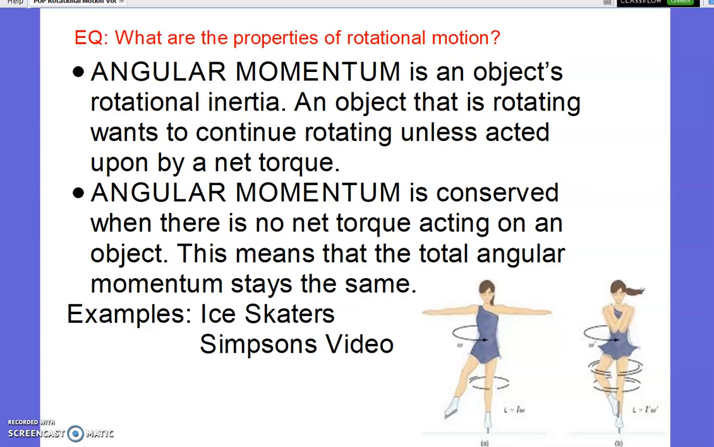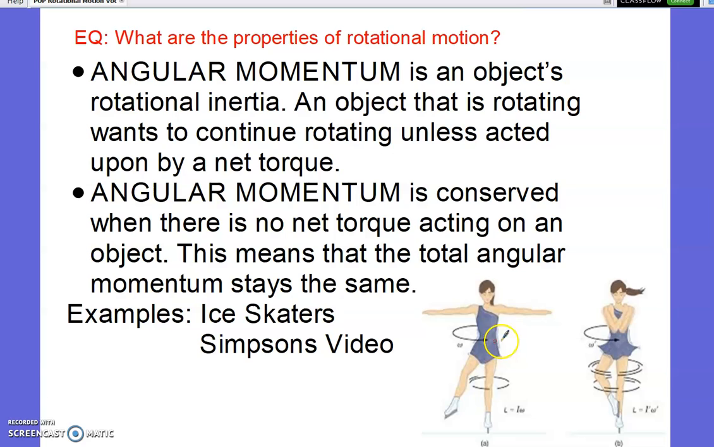The last thing we want to talk about is angular momentum. And we've talked about momentum before. Momentum is inertia in motion. So angular momentum is an object's rotational inertia. An object that is rotating wants to continue rotating unless acted upon by a net torque. Now angular momentum is also conserved, which means that it stays the same. So if there are no outside torques, angular momentum stays the same.